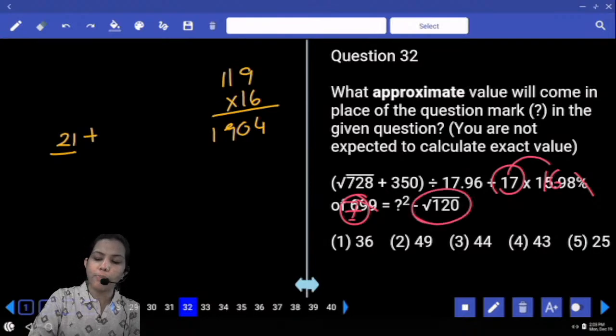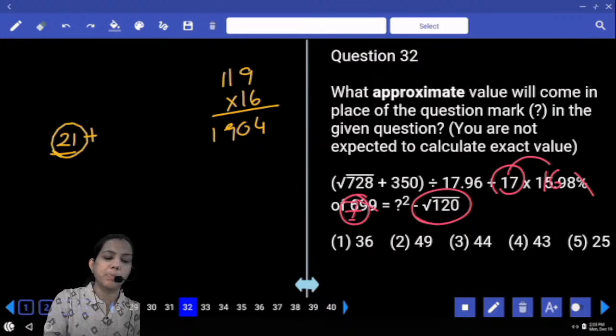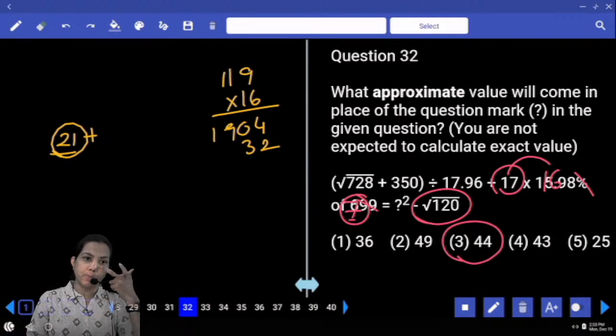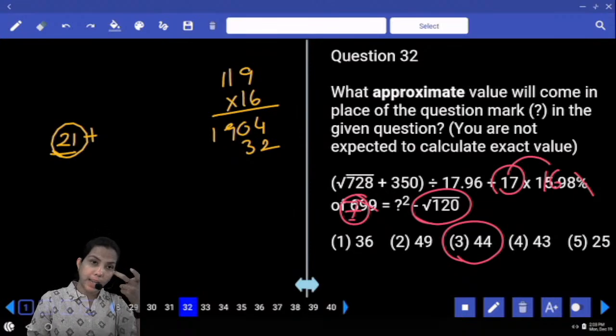What is the square root of minus 120? 11 on the left hand side minus 11, then on the right hand side plus 11. It is 21 plus 11, 32. So 1936. What is the square root of 1936? 44, third option.